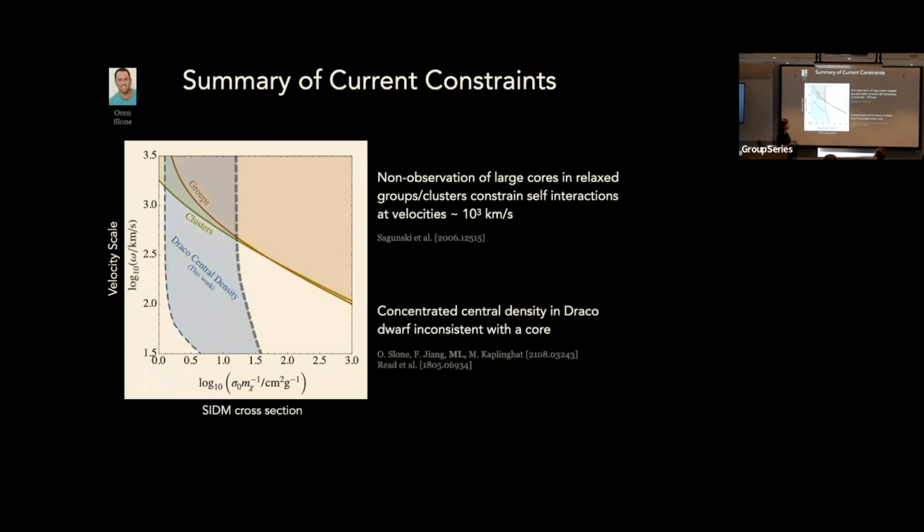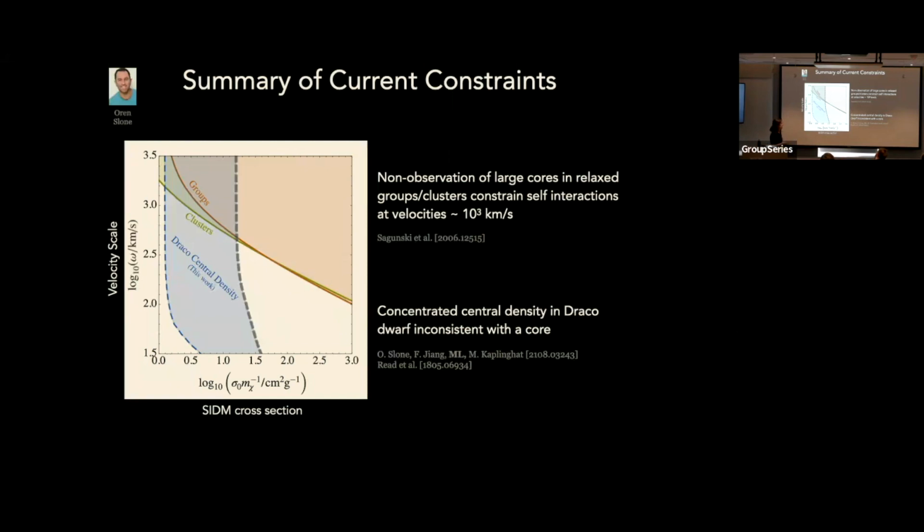As Oren recently pointed out in one of his papers, if you look at some of the dwarf galaxies in the Milky Way that are very centrally concentrated, Draco is a really nice example of this, that can also be inconsistent with the core. And so those constraints end up ruling out this region here that's shown in blue. So what ends up surviving?